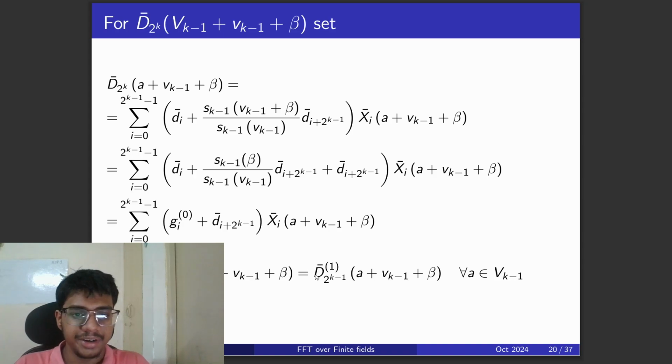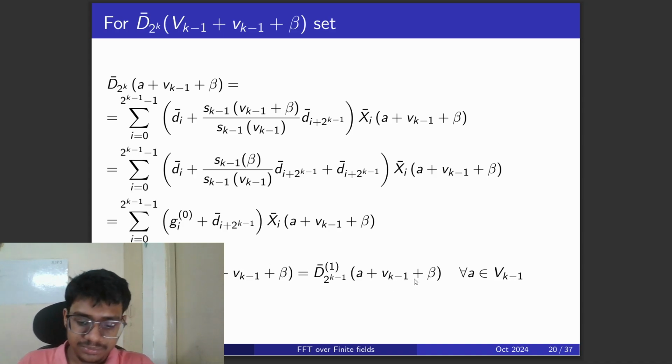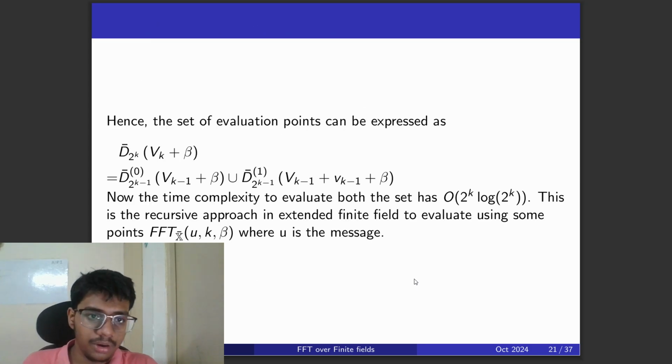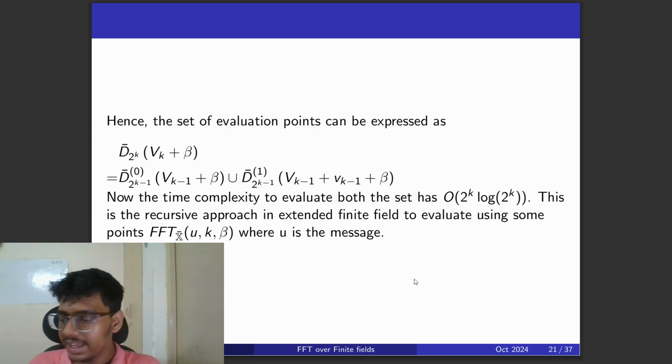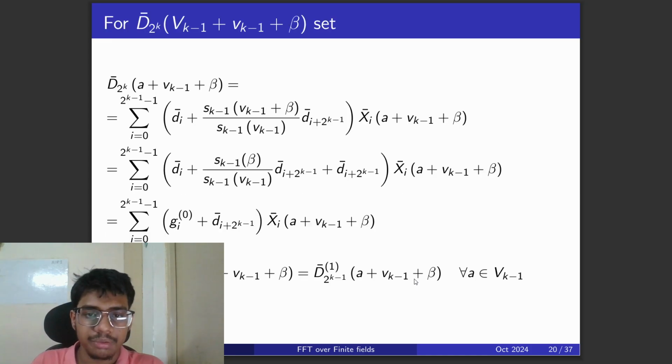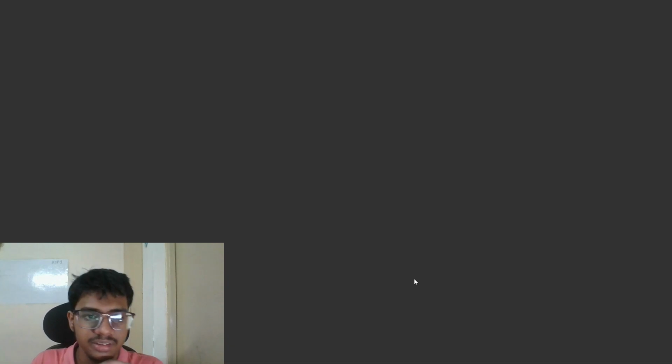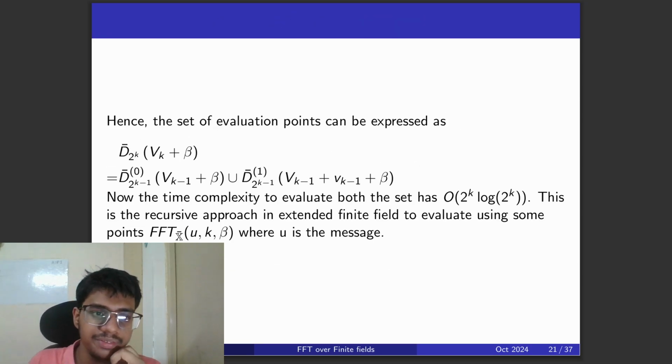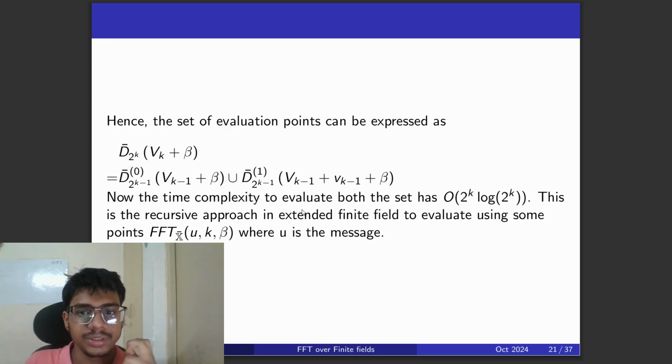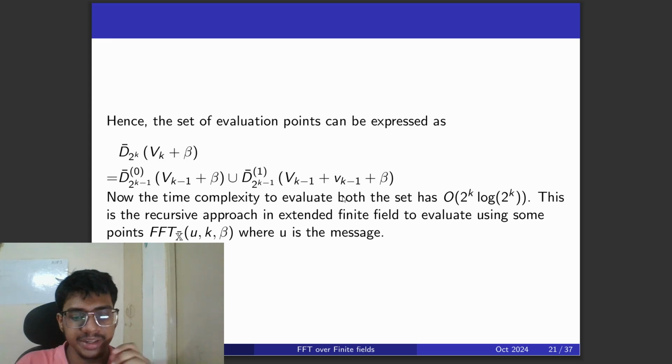So we get a polynomial of dimension 2 to the power of k minus 1 of order 1, and the elements are a plus bk minus 1 plus beta. Okay. So what we have done is we have expressed our set of evaluation points from this to this. So we have defined a polynomial of dimension 2 to the power of k to 2 to the power of k minus 1 and 2 to the power of k minus 1.